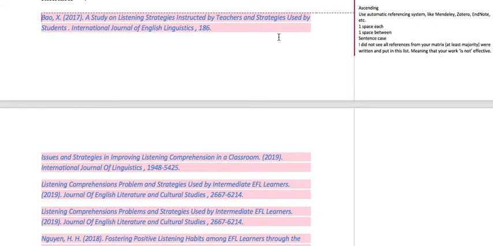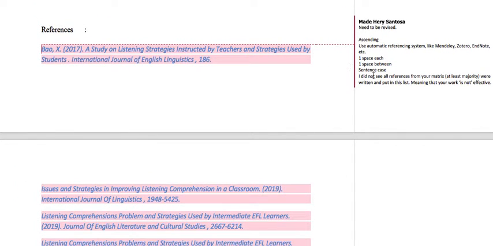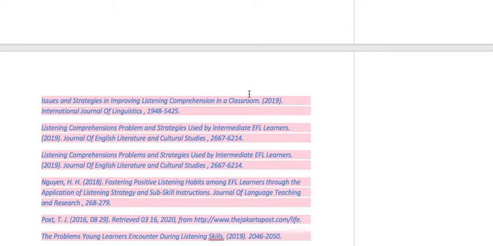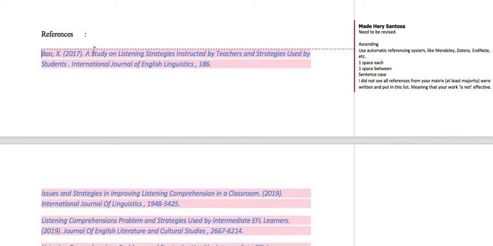The same as with your friends just now. Some tips for writing references: it must be one space each, and then one space between. And normally sentence case also. This is not sentence case here, so the first letter must be capital.